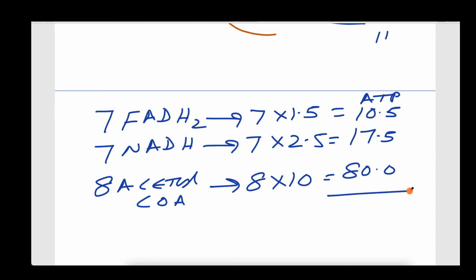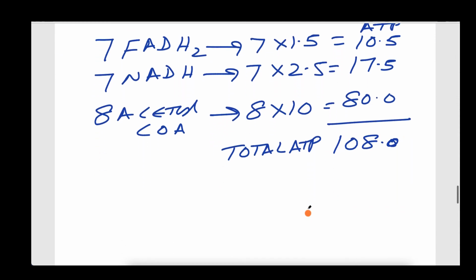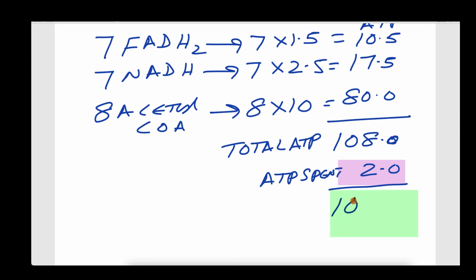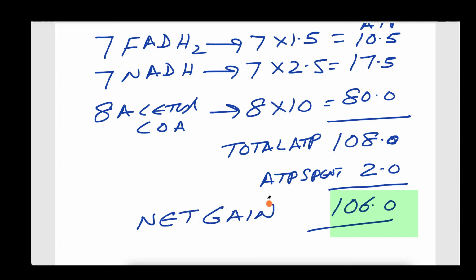Then what is the total production? 108. It is the total ATP. But what is the net gain? Because we are spending 2 ATP, 2 high energy phosphate bonds are spent. Okay, then 106. This is the net gain. This is about energetics.